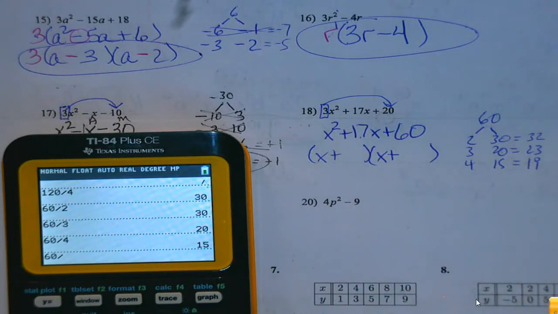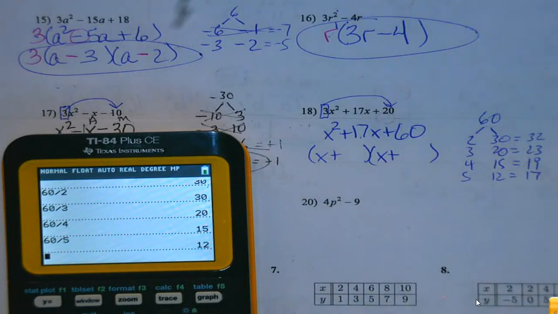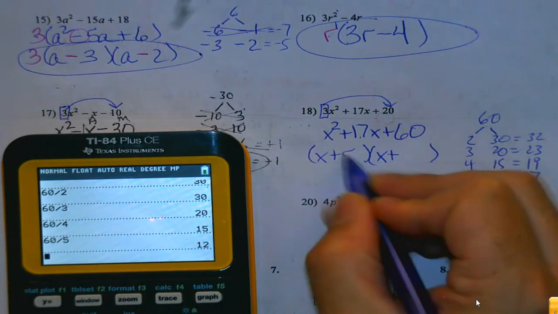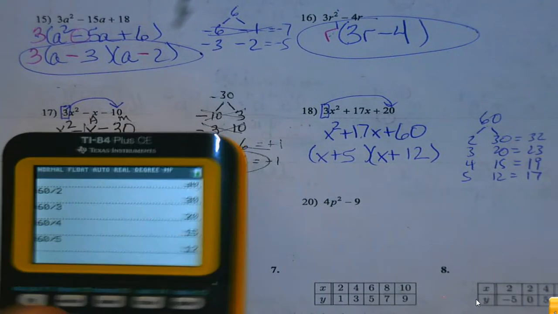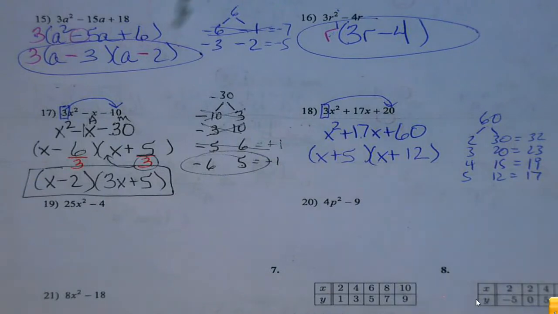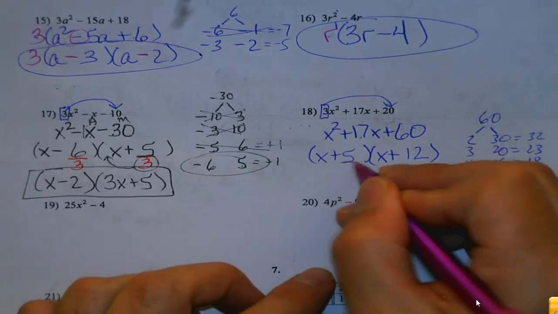So we should be there soon, or like right now. Okay, 5 and 12. But don't circle that. Okay, that would distribute back out to this. So we got to do the divide part.